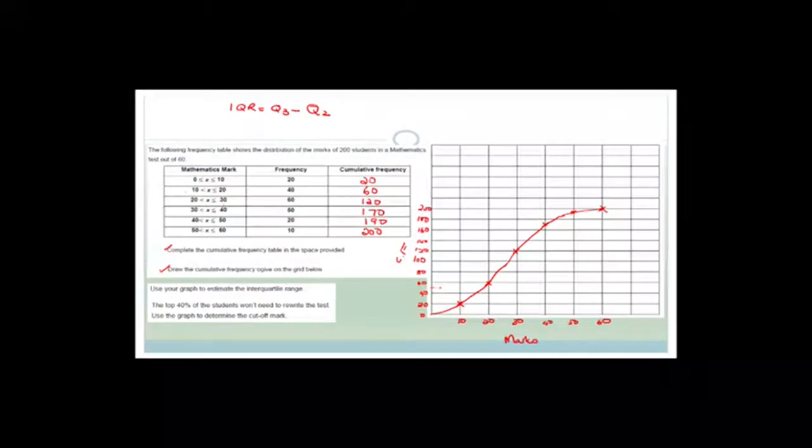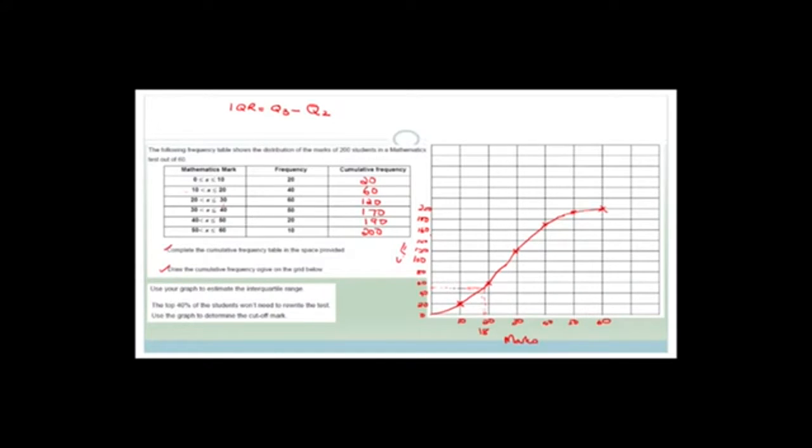Now it says use your graph to estimate the interquartile range. So the interquartile range, IQR, is Q3 minus Q1. Do you agree that we have got 200 students? So we need to find out what a quarter of 200 students is, about 50. Because half our students is 100, so half of that is a quarter, which is 50. So we're going to go up here and we're going to go 50, and read it across. And we see that that is about 18. So that's 18.